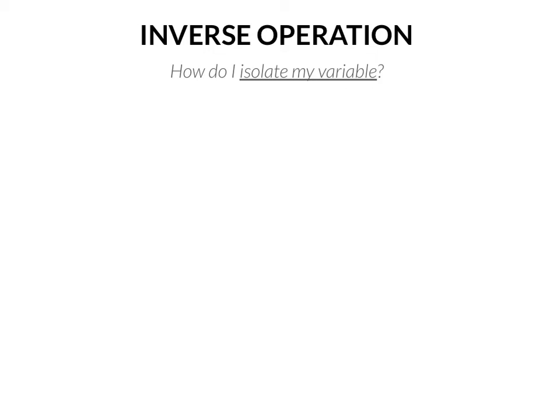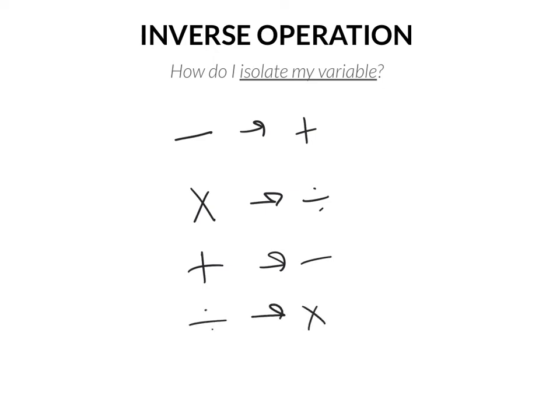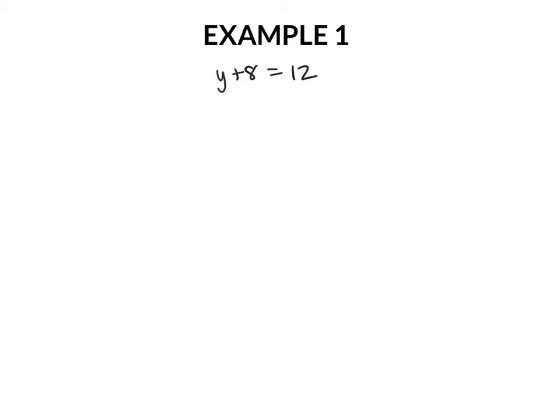The inverse operation is how I'm isolating the variable, how I'm undoing what was done to x. So the inverse operation of subtraction is addition, and the inverse operation of multiplication is division, and vice versa. The inverse operation of addition is subtraction. The inverse operation of division is multiplication. Those are my undo operations.